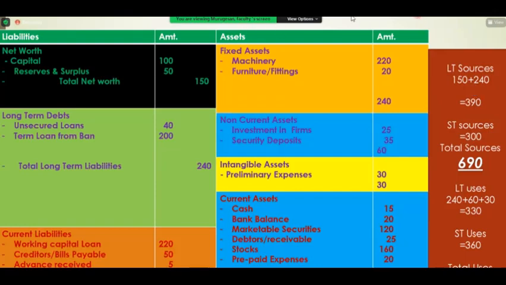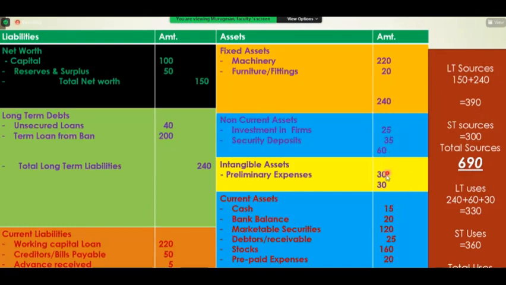Now you have long-term sources mean only these two things. So 150 plus 240 is considered as long-term source. 150 net worth, this is. The 240, these both are long-term. What is short-term source? Short-term sources are only 300. Current liabilities are considered as short-term source, 300. You total it, that is total liabilities or total sources. 390 plus 300, 690.